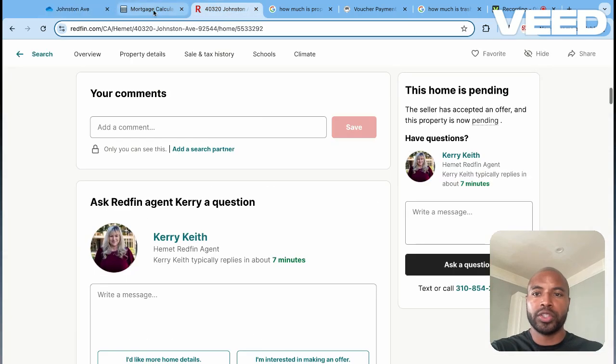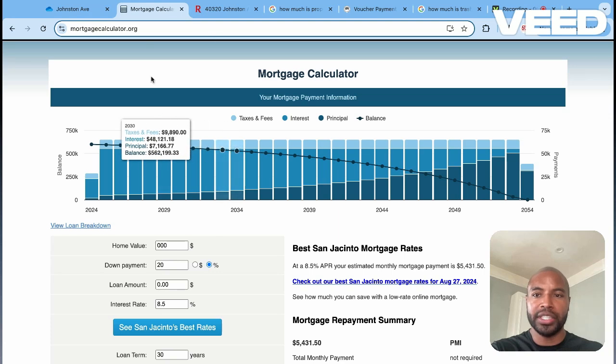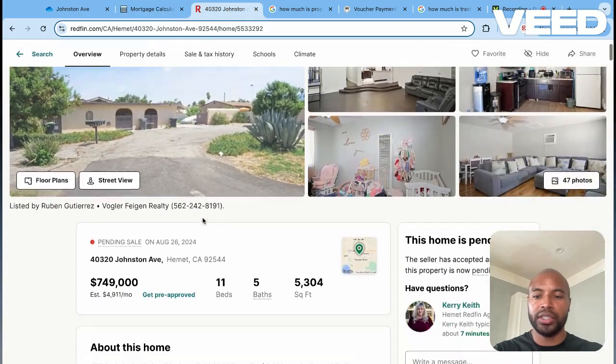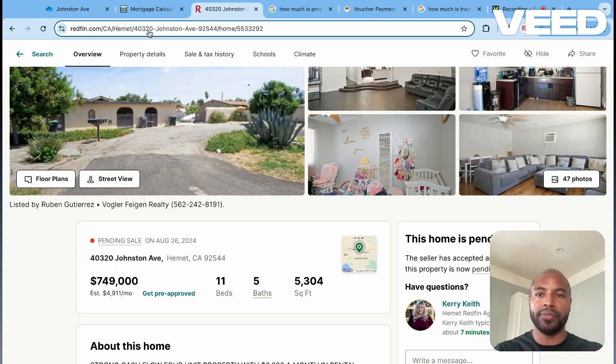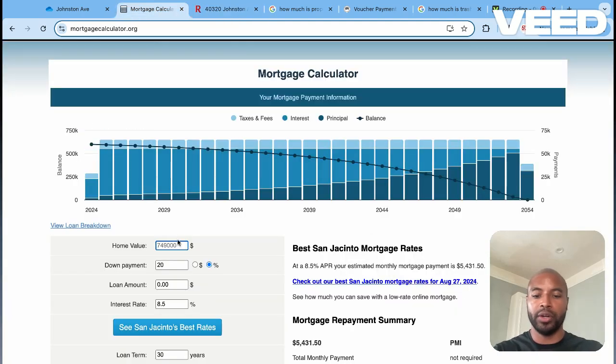So in order to do this, what I like to use is going to be this mortgagecalculator.org. We're going to go ahead and put in the home value, which these people are asking for 749,000. So we want to transport that over to here, 749,000. And me particularly, I have not run across a lender who is going to offer any sort of financing underneath 80%. So this means that you need to come with 20%.